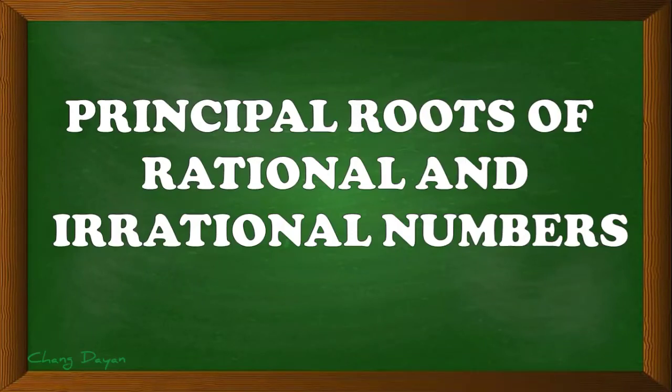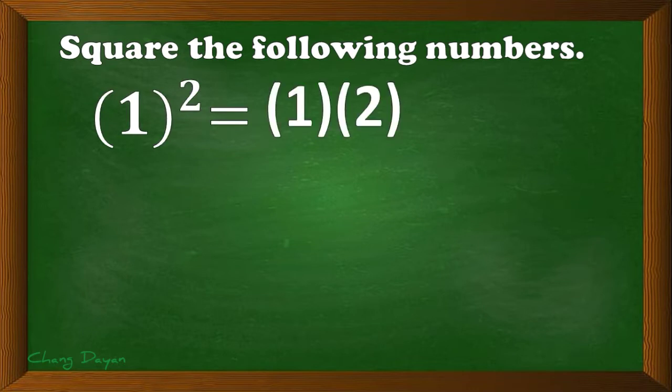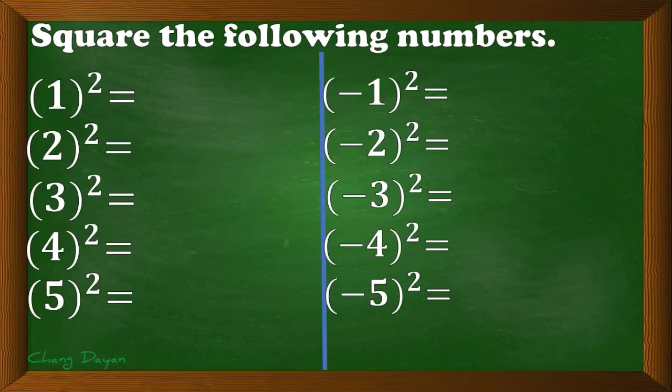Magandang araw! Pag-uusapan natin ngayon ay principal roots of rational and irrational numbers. Say for example, nag-square tayo ng number. 1 square. Ang kadalasan natin ginagawa ay 1 times 2. At ito ay mali. Kapag 1 square, ibig sabihin 1 times 1. At ang product nito ay 1.